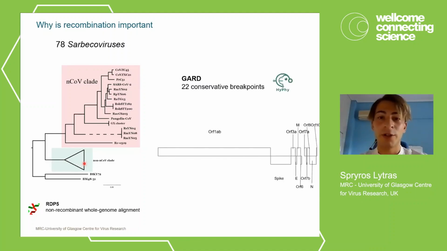So then we moved on to using this software, GARD, that determines recombination breakpoint positions for the entire alignment. And then you can split up the genome into putatively non-recombinant regions by them, similarly to how the cartoon explained before. So we determined 22 recombination breakpoints with GARD, and we were able to split up the alignment into 23 non-recombinant regions and then infer the phylogeny for each one of these regions.